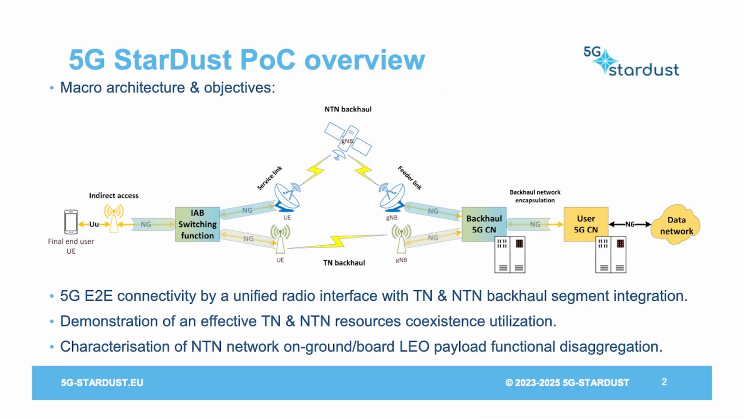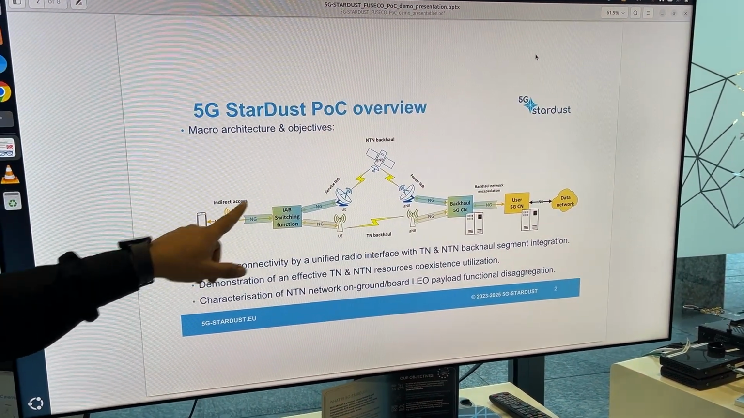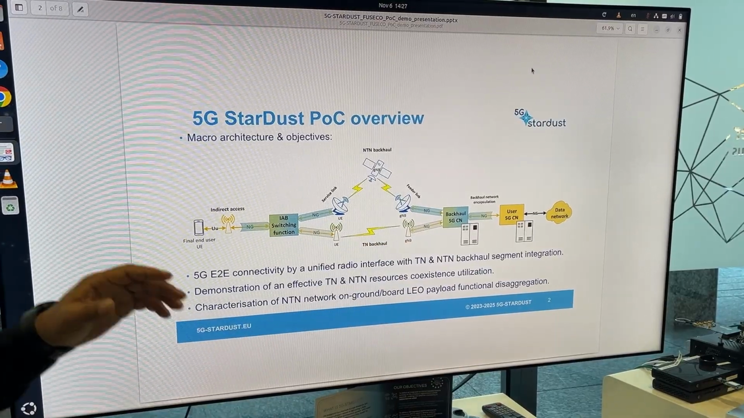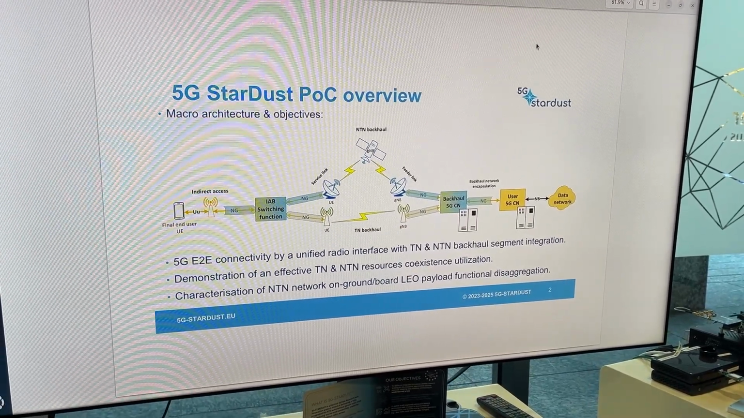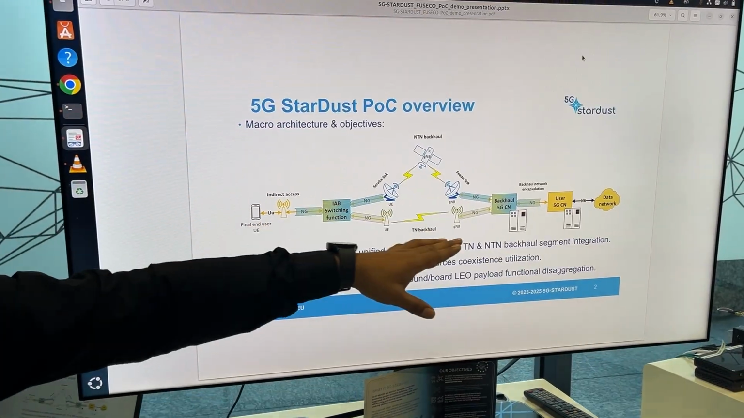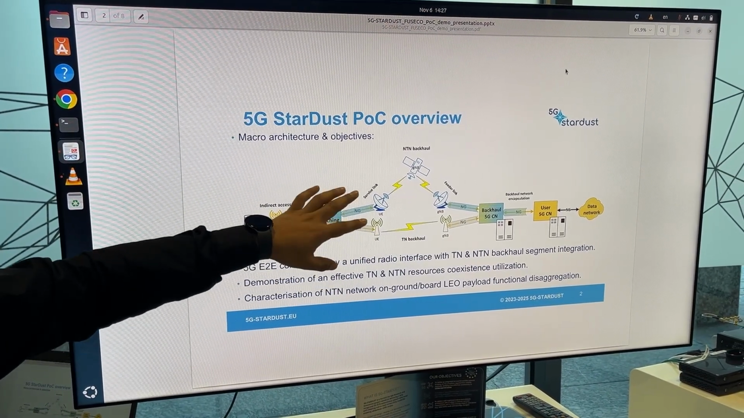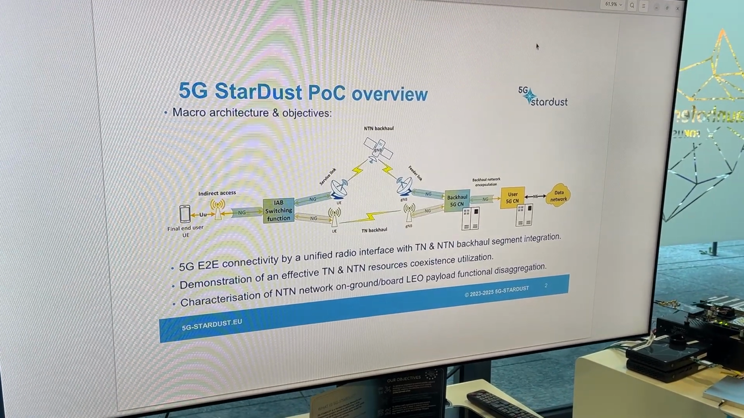What we have here is a central core which acts as a backhaul, and then we have an end-to-end core, which is this yellow core network. This is over the top of the backhauling. So the idea is the end-to-end core is switching over these TN and NTN links, and these links are controlled by the IAB and the backhaul core network.